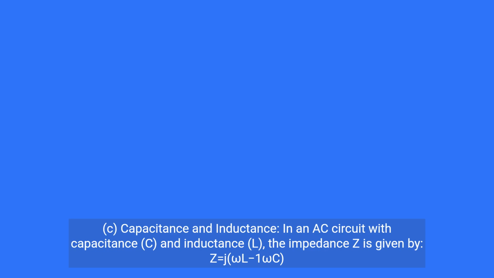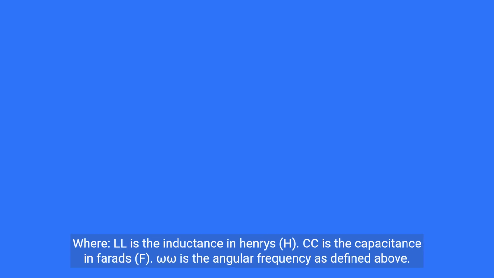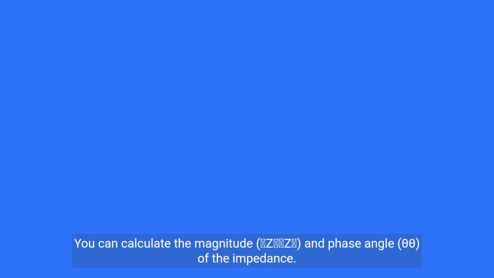C. Capacitance and inductance. In an AC circuit with capacitance, C, and inductance, L, the impedance Z is given by Z = j(ωL - 1/(ωC)), where L is the inductance in henries, H, C is the capacitance in farads, F, and omega is the angular frequency as defined above. You can calculate the magnitude, |Z|, and phase angle, θ, of the impedance.